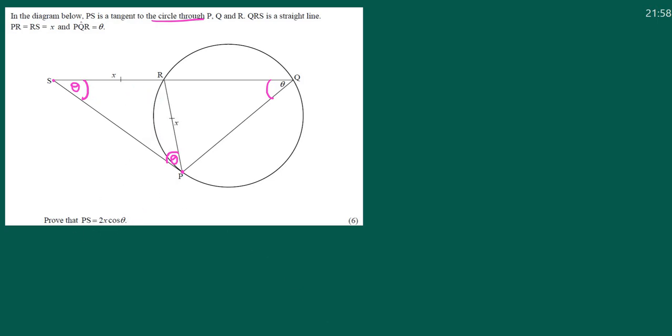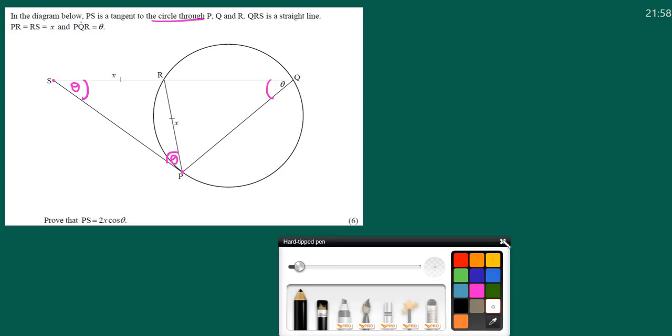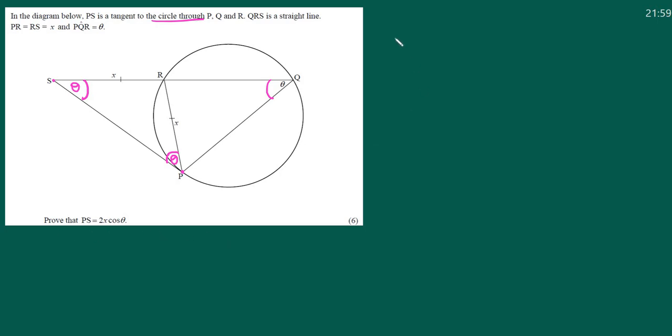Then they want that. So whatever we have written there, let's tell the examiner that we actually identified that angle SPR is equal to angle Q. Our reason being what? Tan chord theorem, right? Tan chord theorem. And so therefore that will mean that SPR should be equal to theta.